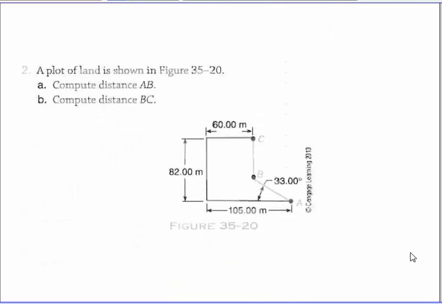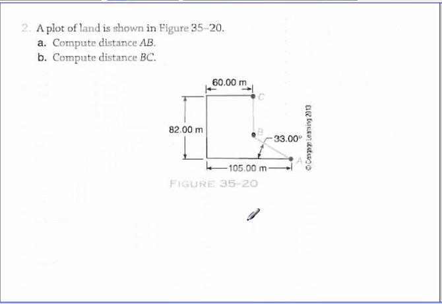Alright, let's do a nice but different type of picture. This is the type of picture where you have to draw extra auxiliary lines to help you solve the problem. This is a plot of land, because most land isn't perfectly rectangular. We've got to compute the distance AB, from here to here, as well as the distance BC from there to there. And we need all of these lengths, and I do mean all of them.